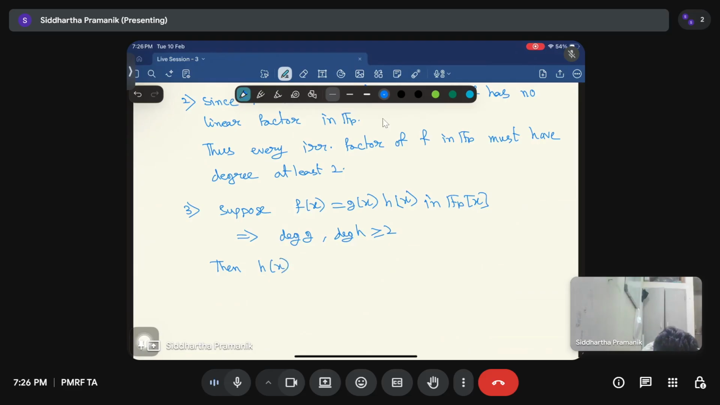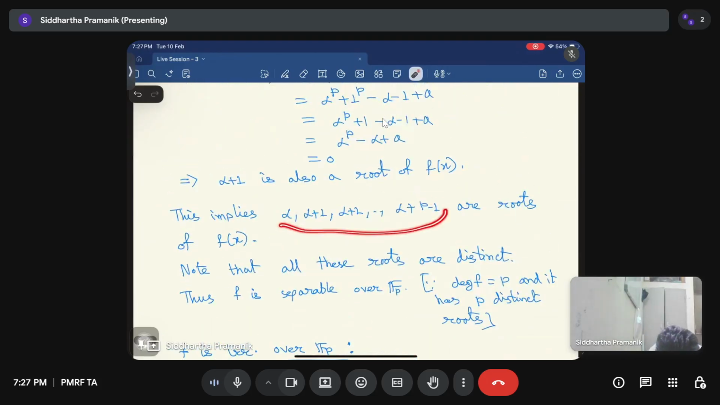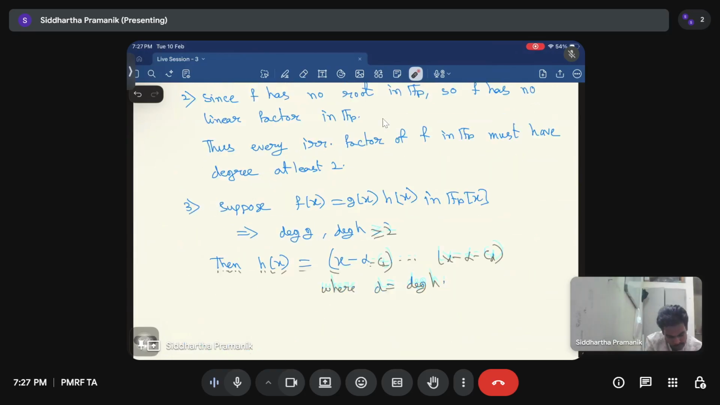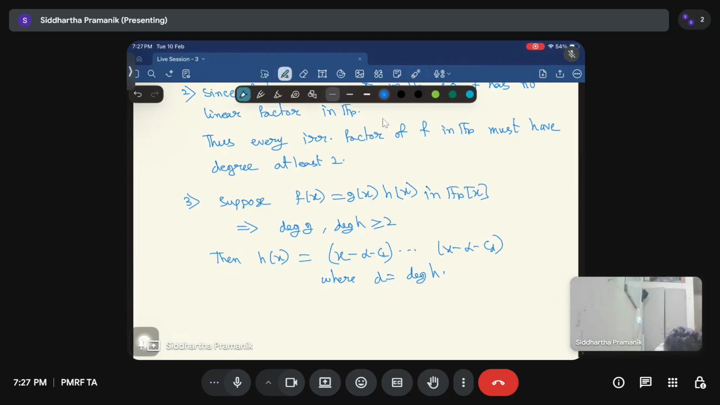Then this h(x) must look like (x minus alpha minus c1) dot dot (x minus alpha minus cd), where d is the degree of h, because all the roots of f are alpha, alpha plus 1, up to alpha plus p minus 1. So h must contain some of the roots, so h must be of this form. This is in Fp bar of x. Okay, we cannot write this as in Fp[x].